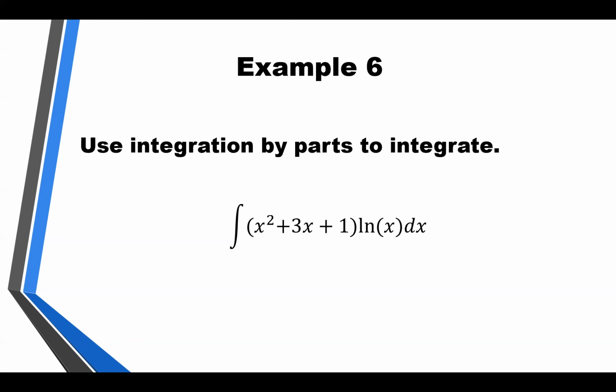Now, I had mentioned that one of the reasons that we want to let that polynomial be our f prime is because we don't have an antiderivative for natural log of x. Well, it turns out that integration by parts can actually be used to find the antiderivative of natural log of x. So let's say we want to integrate natural log of x with respect to x.